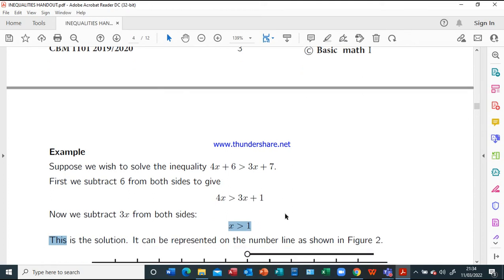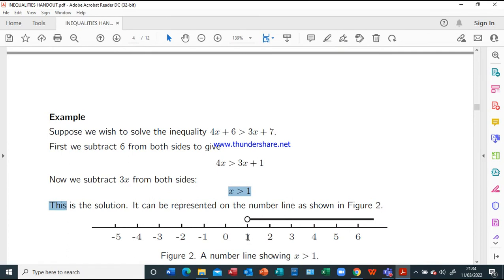If we are to represent it on a number line, that is how it is. The number 1 is not part of the solution, so you see here you have a circle. You start from 1 but 1 is not part, so you put a circle. But if it was x greater than or equal to 1, then you would shade the circle, because 1 will be part of it. So any x value from 2, 3, 4 and so on will be a solution. Is that clear so far?